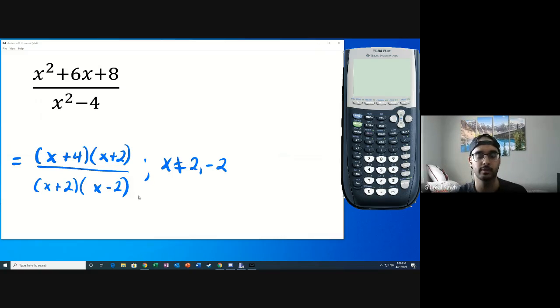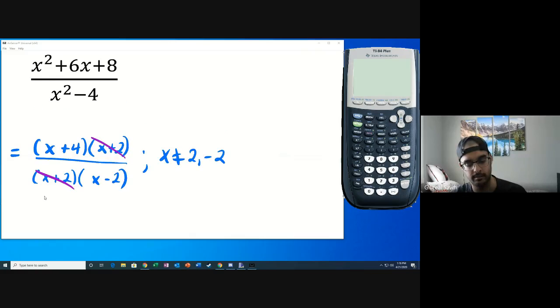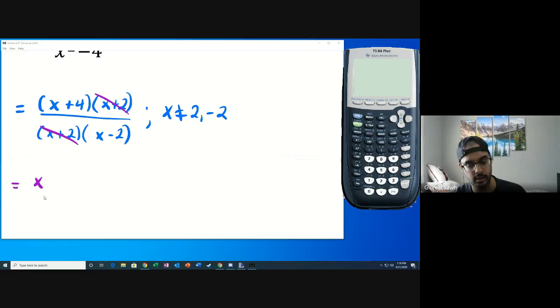Now I can worry about simplifying. If you notice you have the same factors top and bottom, they can cancel each other out. So I notice I've got an x plus 2 and an x plus 2. So I can cross those out, divide them. My simplified answer is x plus 4 over x minus 2, and my non-permissible values are 2 and -2. Okay, fully simplified, nothing else I can do here.